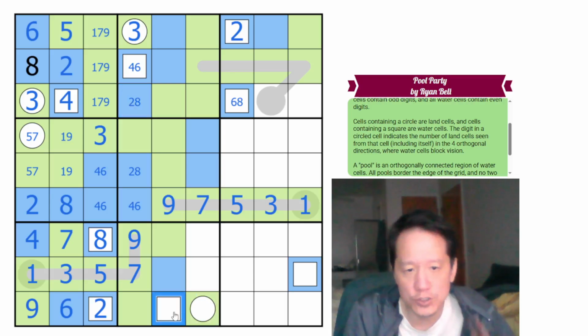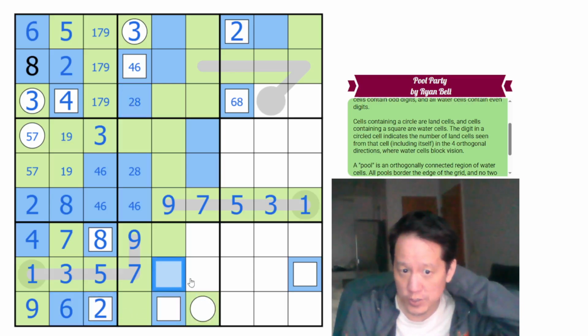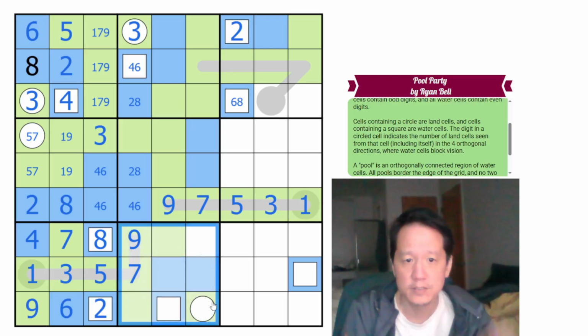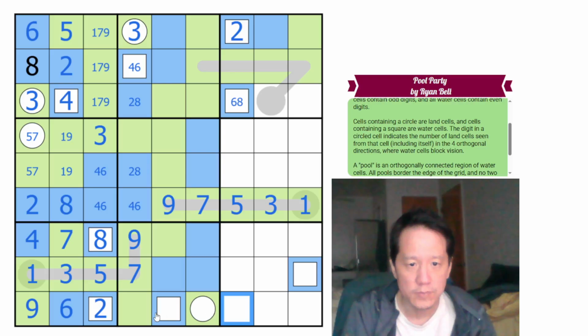This can't be 2 because this is already 2. So this has to be at least size 4. So this must be an island. We have 5 land cells in this box. So therefore this also has to be a water cell. This could be 4, 6, or 8. These are 1, 3, and 5.